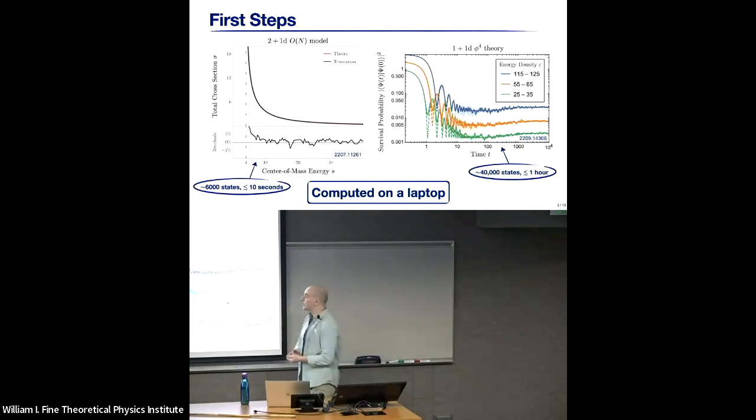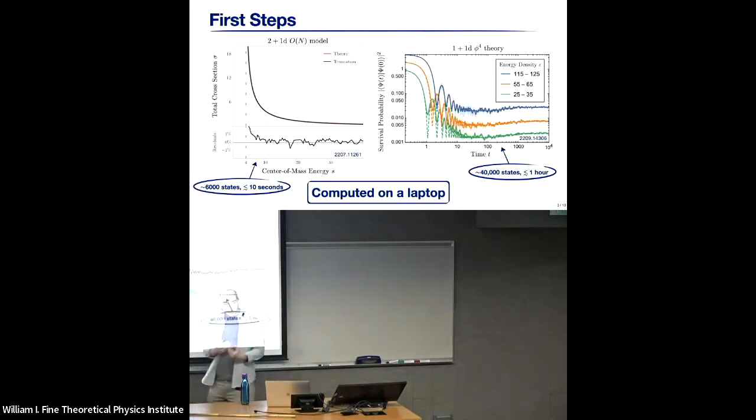Here are two concrete examples to give you a flavor of the sorts of things we've been thinking about. For example, in the 2+1D O(N) model, we've computed the total cross section as a function of the center of mass energy. Here we're looking at the large N limit, but still at finite coupling, so this is an inherently non-perturbative calculation. What's nice about the large N limit is that we have something to compare to, so we can test the method.